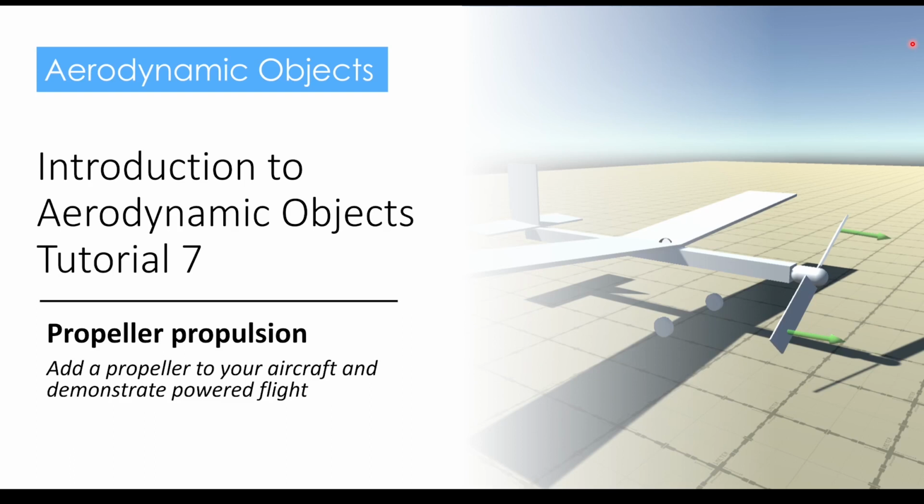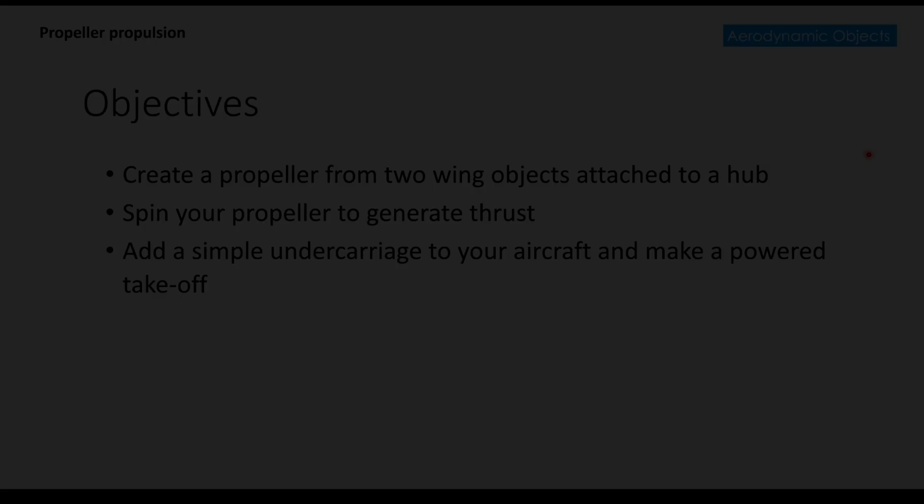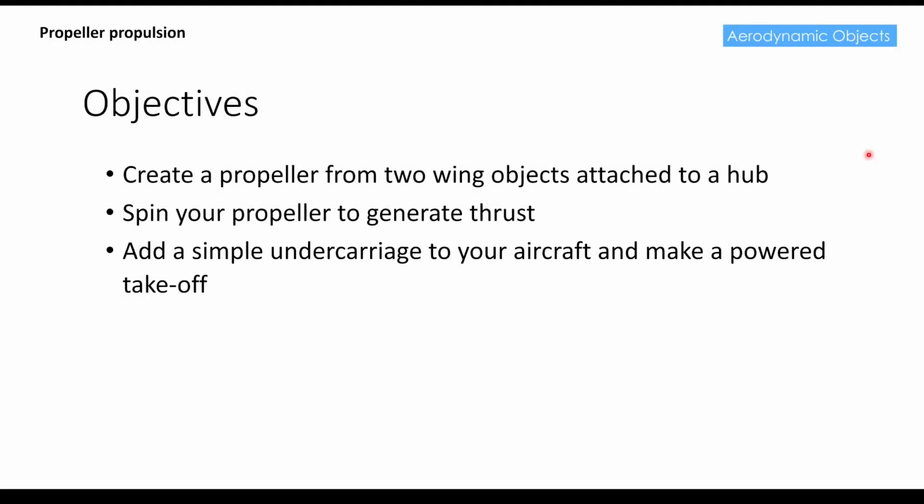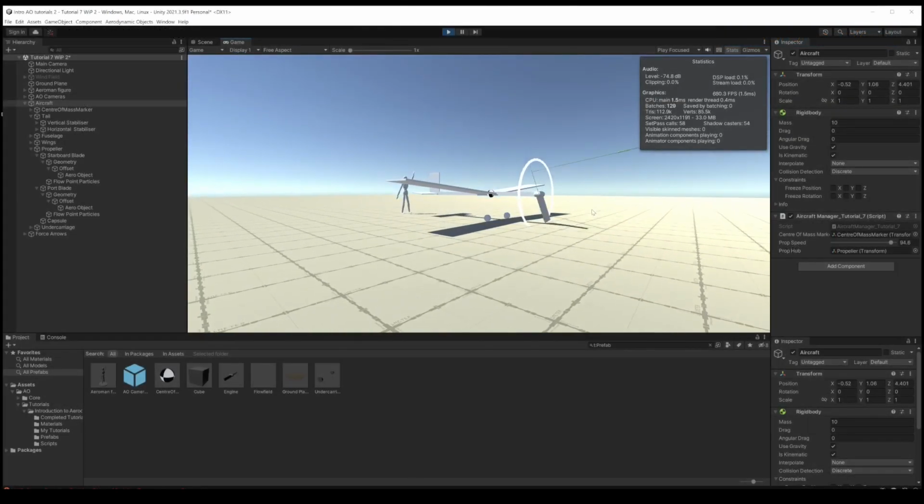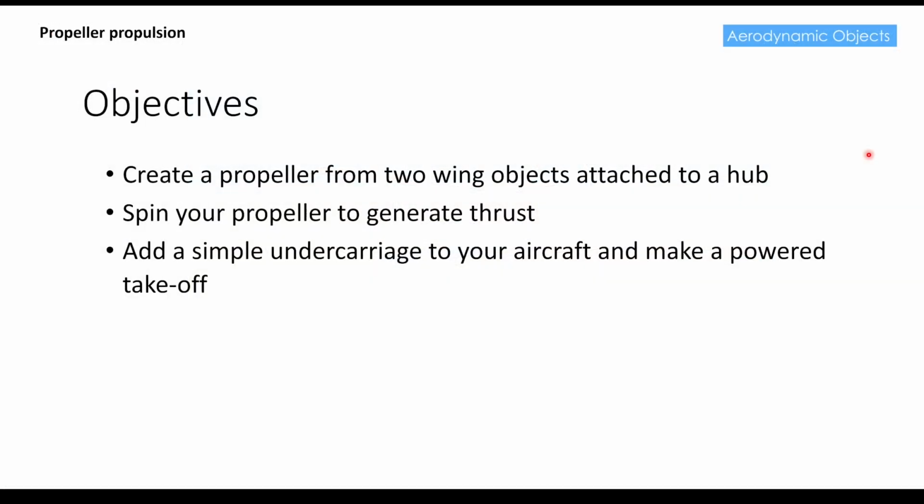Introduction to Aerodynamic Objects, Tutorial 7, Propeller Propulsion. In this tutorial, you're going to add a propeller to your aircraft and demonstrate powered flight. So our objectives are to create a propeller from two wing-like objects and attach to a hub. And then we're going to spin this propeller and generate thrust.